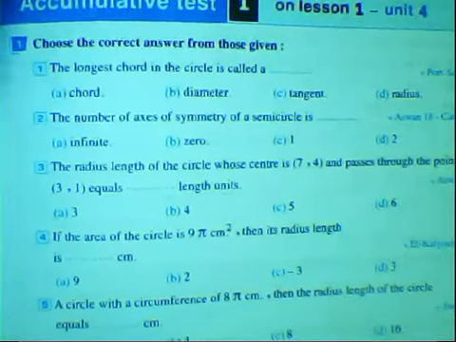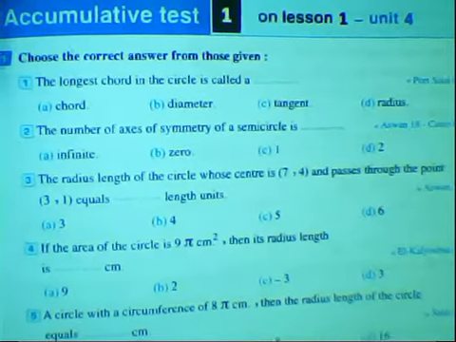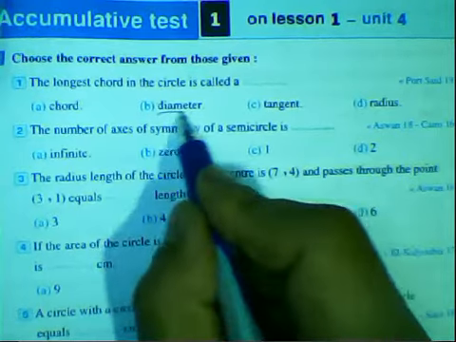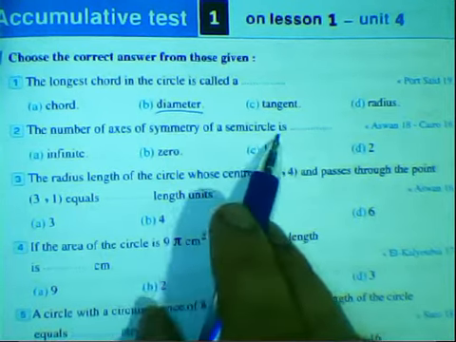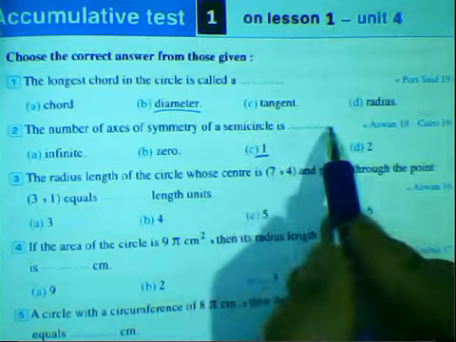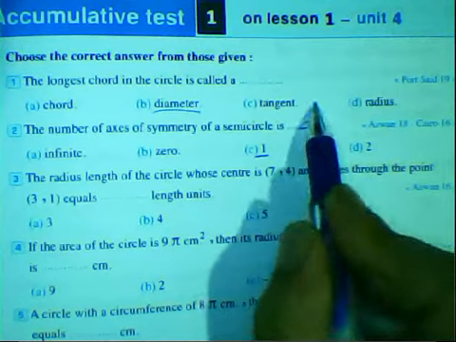True or false: the longest chord in the circle is called the diameter. The longest chord is called the diameter. The number of axes of symmetry of a semicircle equals 1. We know a semicircle equals half a circle, so we have one axis of symmetry.